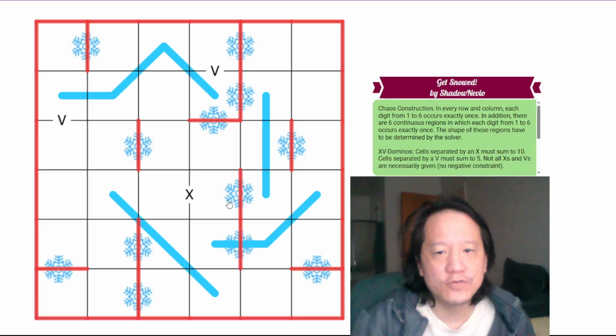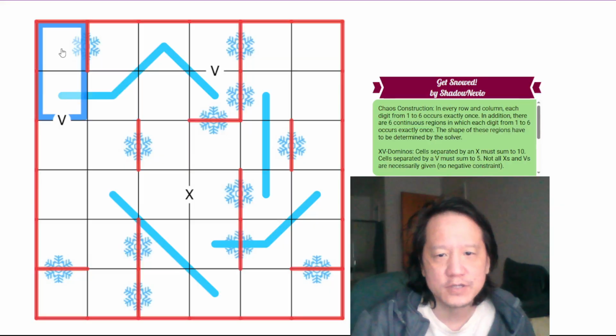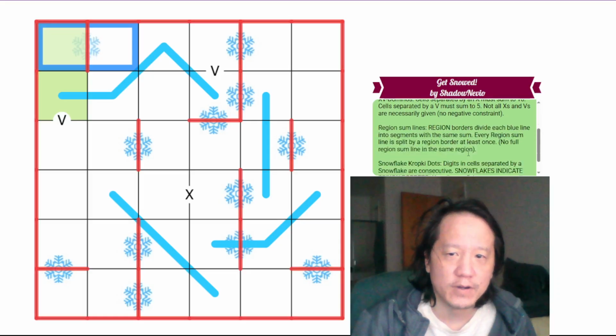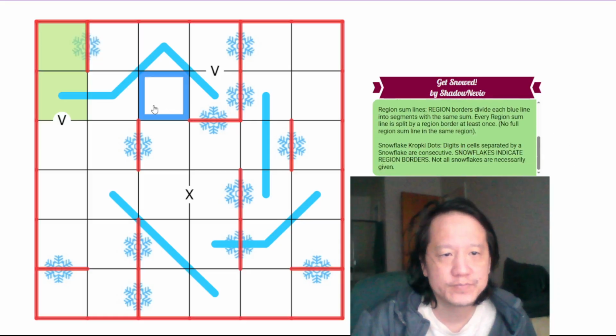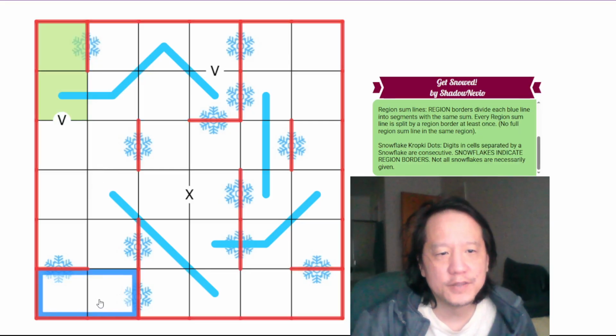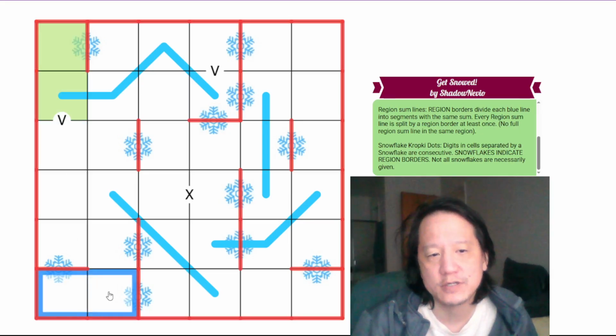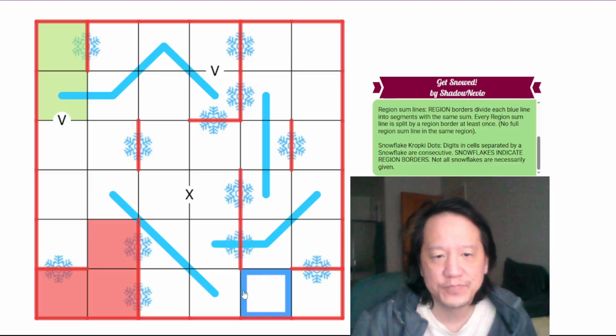What I like doing is coloring in regions. We know this part is definitely part of a region, and these two are separate regions because the snowflake indicates region borders. So this is definitely part of one region. This is definitely part of another region, and it cannot be the same as the green region. And it stopped here, so it has to go at least to here. This is the same for blue.